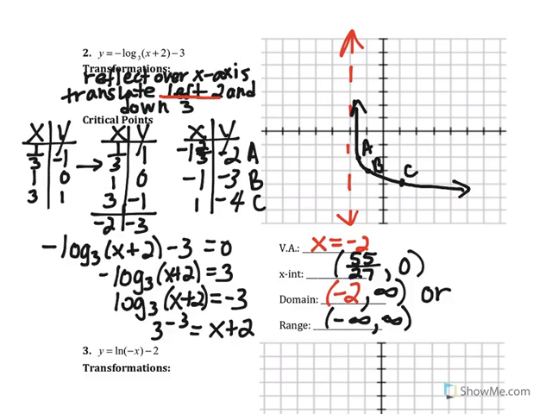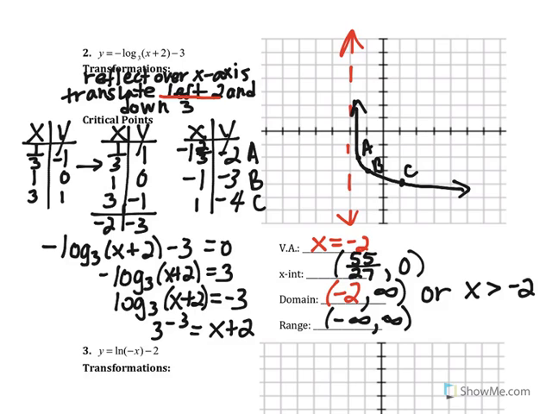I'm just going to write the other option also for the domain that x is greater than -2. Remember, you want to use greater than in the parentheses because it doesn't actually go through the vertical asymptote.